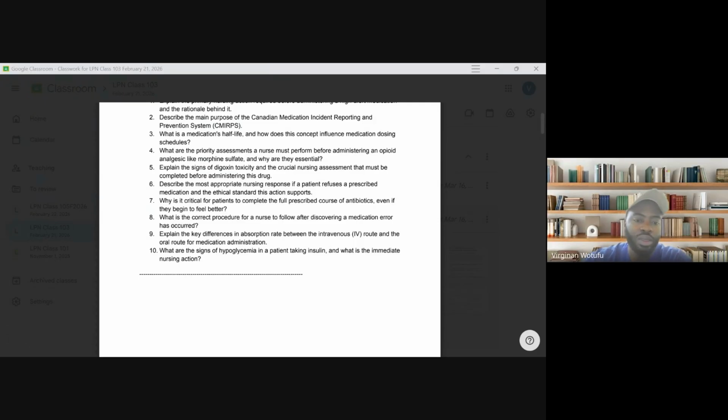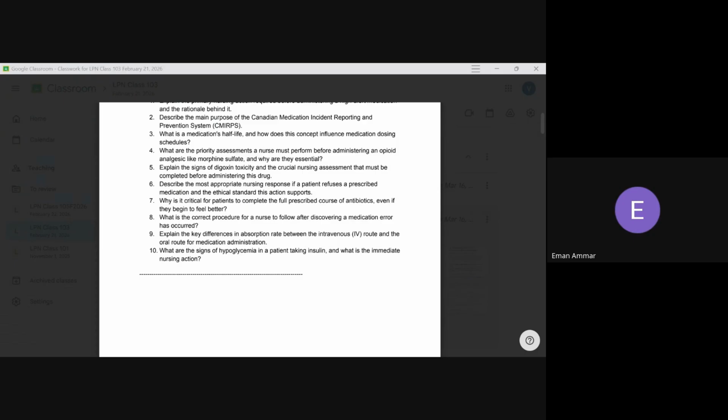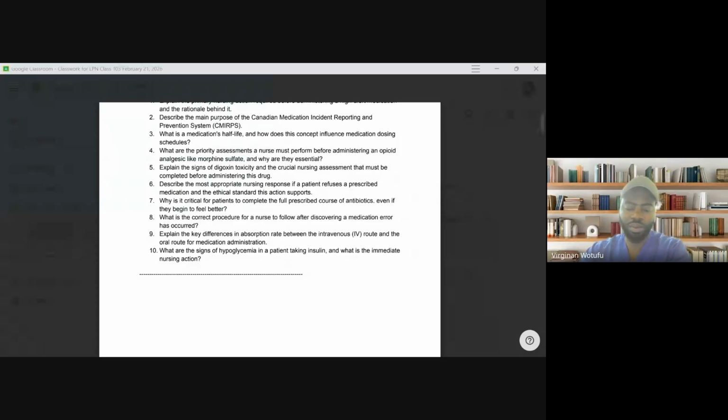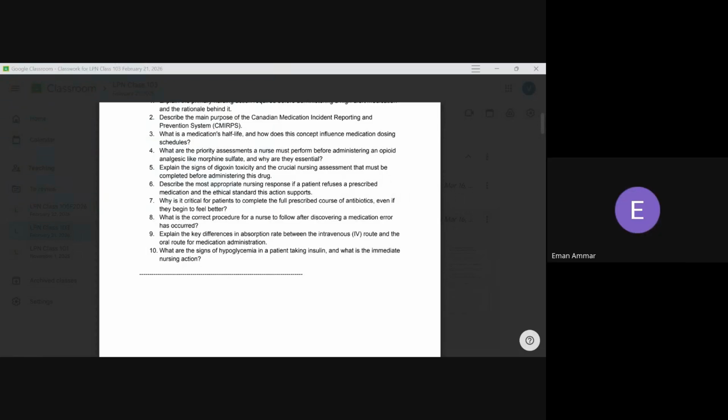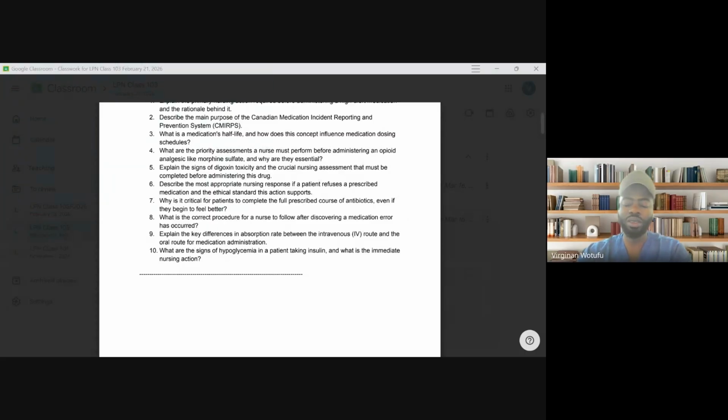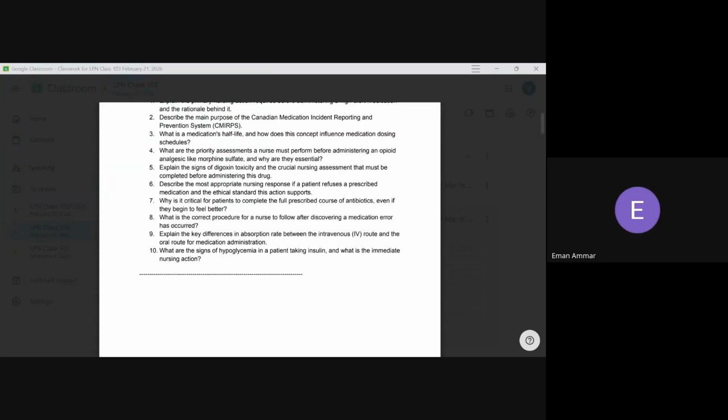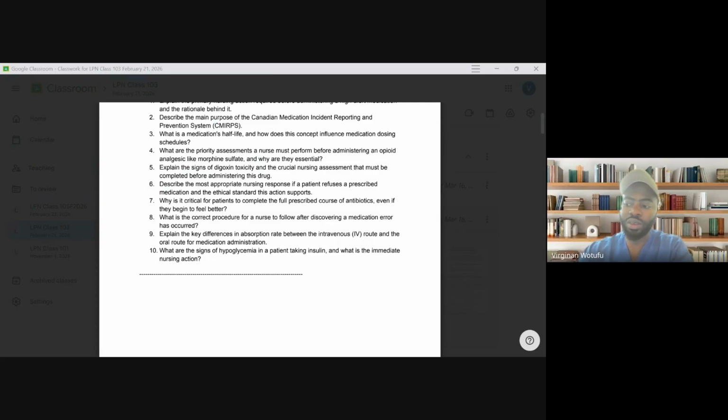So the last question: what are the signs of hypoglycemia in a patient taking insulin, and what is the immediate nursing action? Shaking, tremors, sweating, tachycardia. And the immediate nursing action, according to the patient's condition, conscious or not. If the patient is conscious, we give him fast-acting oral carbohydrates. And if the patient is unconscious, carbohydrate and glucose.